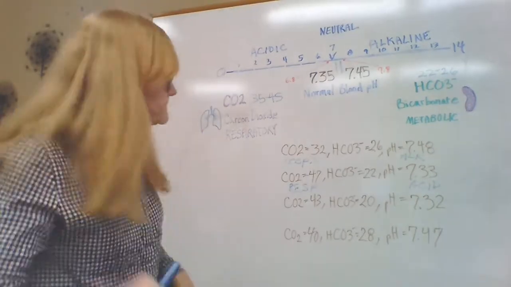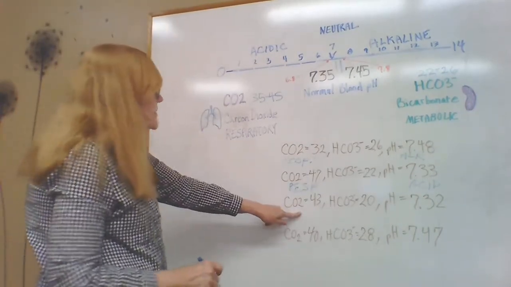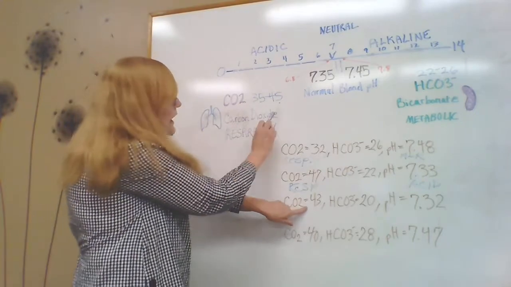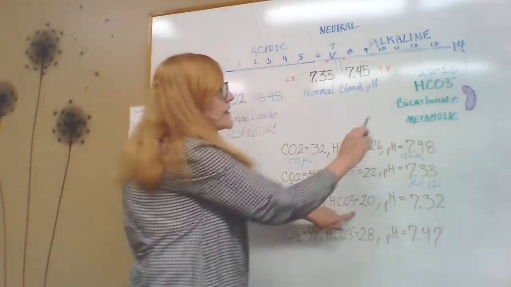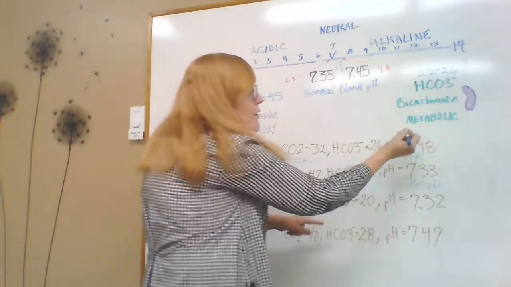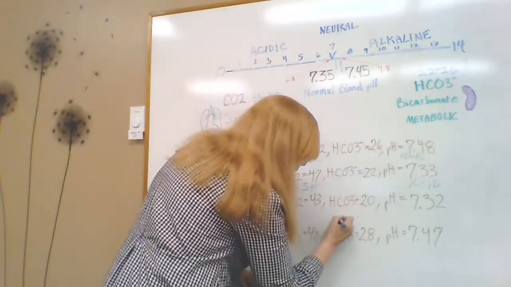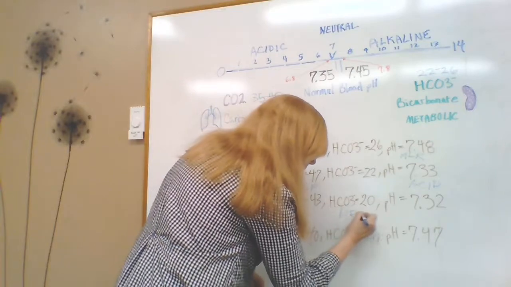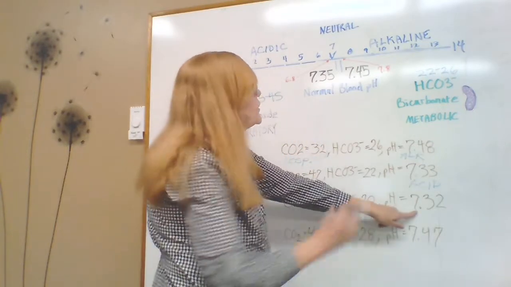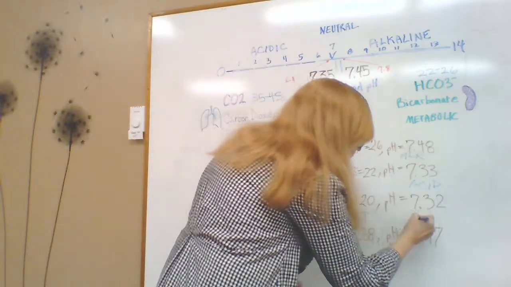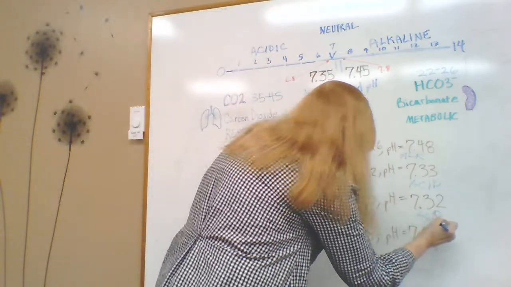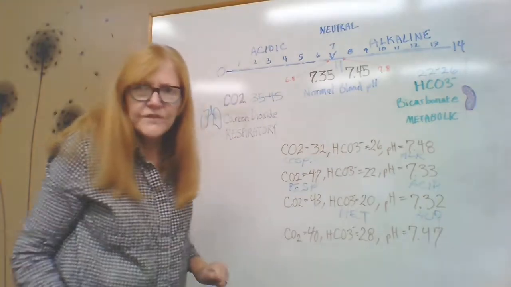Okay, the next one is the carbon dioxide okay? Yes, it's in the right range, 43. Is the bicarb okay, 20? No, it's a little low. So we know it's a metabolic issue, okay? And is the pH okay? No, it's too low. What is it on the acid side? Correct. So this patient's in metabolic acidosis.